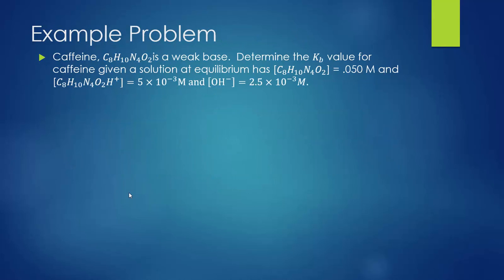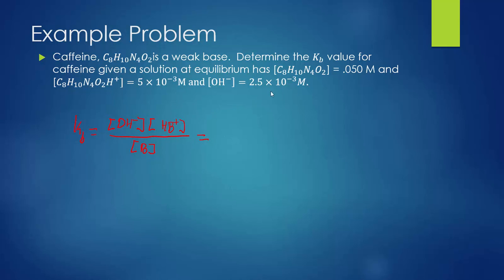So here's an example problem. This one gives us a bunch of values, and it just asks us to calculate the Kb value for caffeine. Remember, Kb is going to be equal to the concentration of hydroxide, OH-, times the concentration of conjugate acid, HB+, divided by the concentration of our initial base. And they actually tell us all this in the problem.